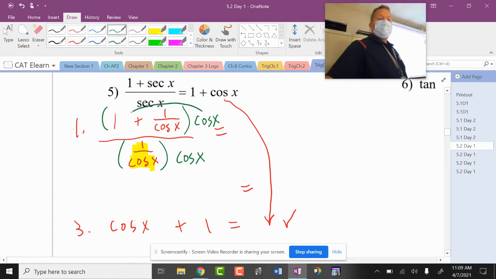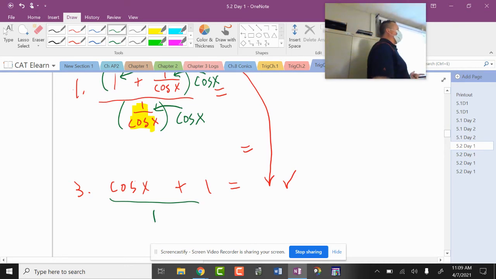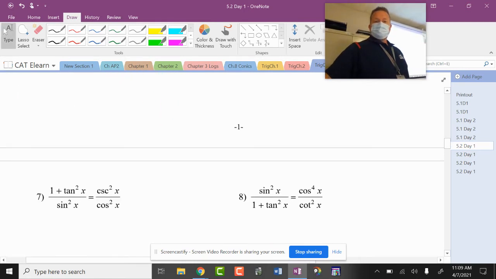Oh, then look. Cosine plus 1, fine, over 1. But I know that equals the right side. Now I did that in 2 steps, not 3. So it's one or the other, right? And that's just to prove that there's different ways you can approach these and still get the same thing. Alrighty then.